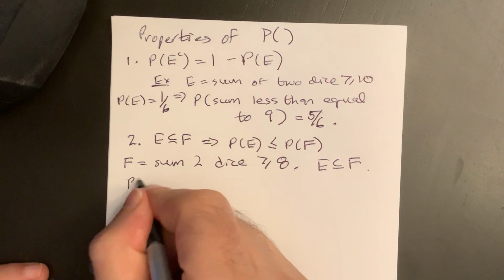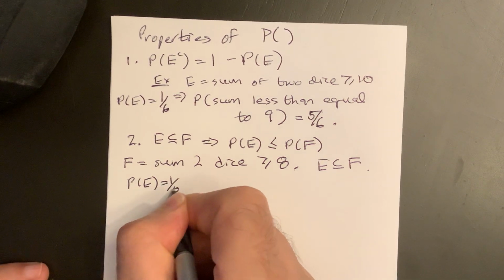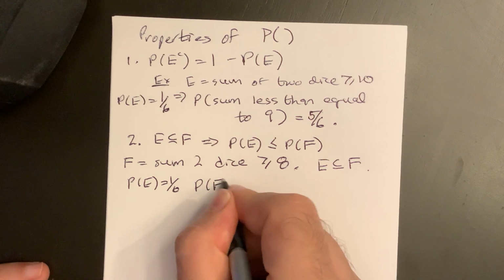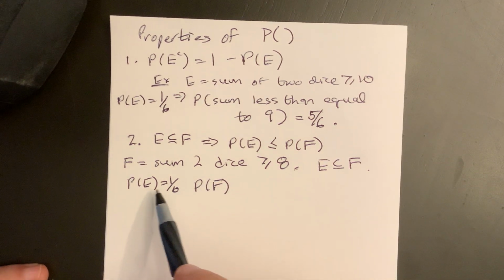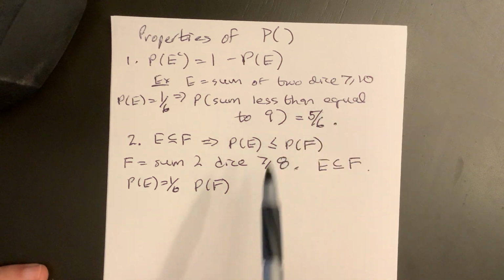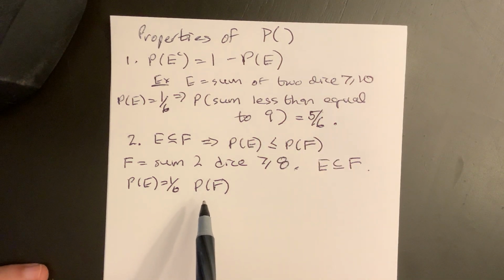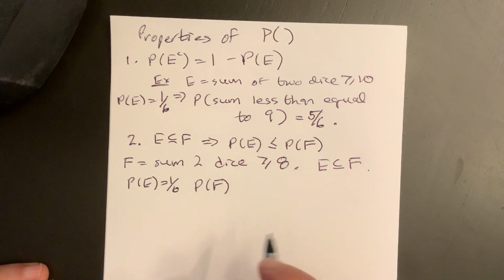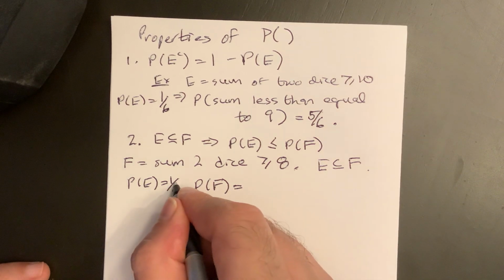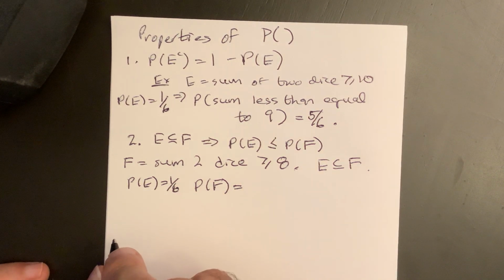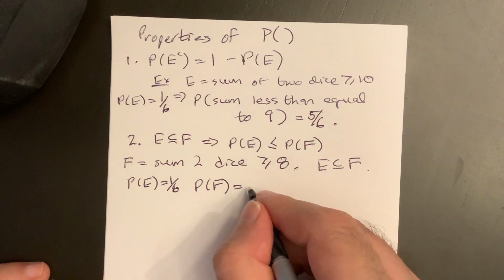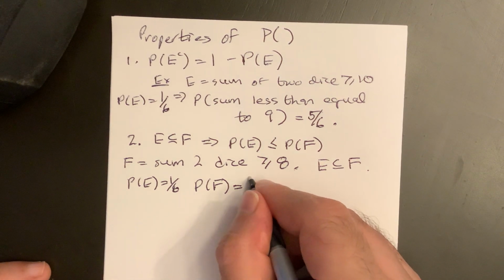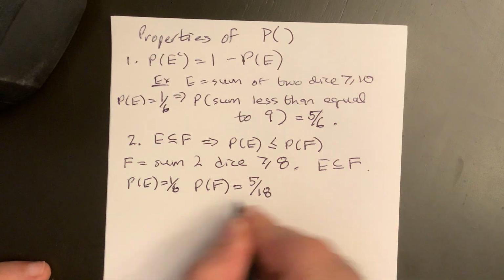And you can see P of E, again, is a sixth. And P of F, well, let's see. It contains all those that are greater than or equal to 10. Then all the ones equal to 9. There are 4 cases that are equal to 9: 6, 3, 3, 6, 5, 4, 4, 5. So it contains an additional 4. So already we see it. And then 8 is an additional 5. So it's an additional 9. So this is actually 15 out of 36, or 5 out of 12.